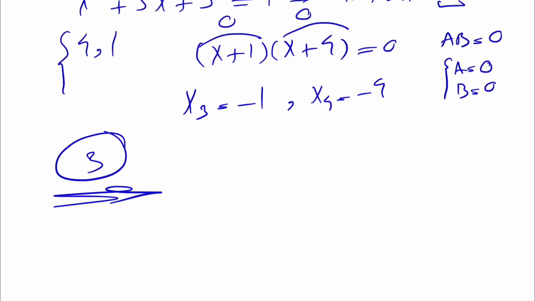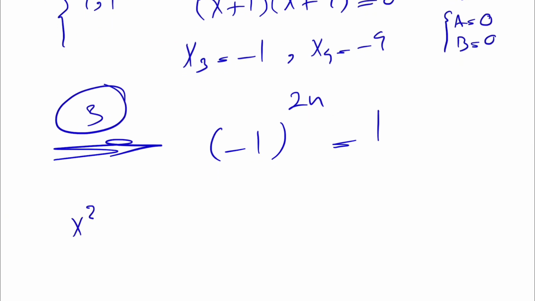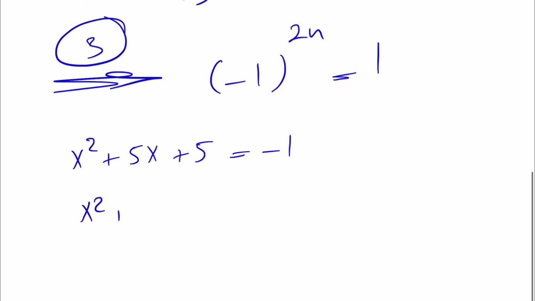Okay, I'm sure you guys already found the third scenario. It's when we have a base of minus 1 to the power of an even number. That's going to give us 1 too. So obviously we have two conditions here. We have to have the base equal to minus 1. Let's do that first. x squared plus 5x plus 5 is equal to minus 1. That means x squared plus 5x plus 6 equals 0.